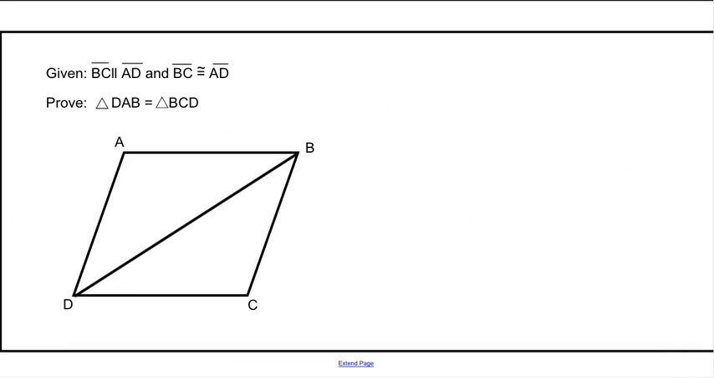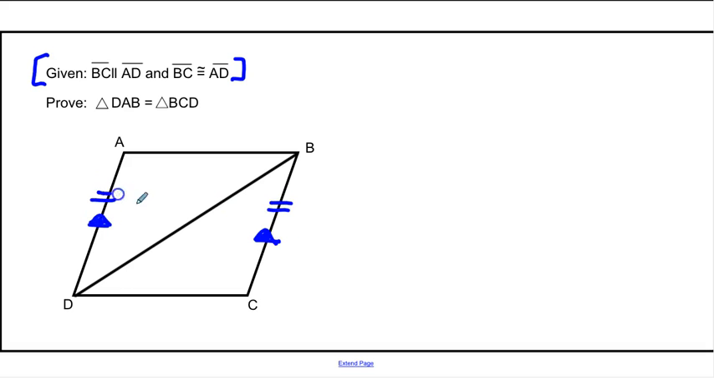All right, in this guy, now, by the way, if it looks different than what you see on your paper, please change what you see to what you see in this. But it tells us that BC is parallel to AD. So we're going to put our parallel marks there, those little arrows. And it tells us that BC is congruent to AD. So I'm going to add my congruent marks.